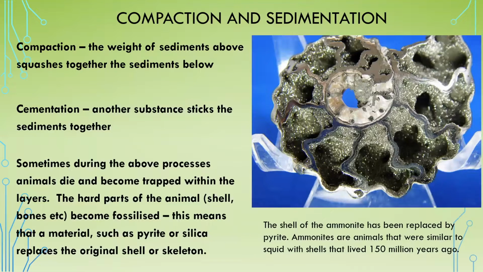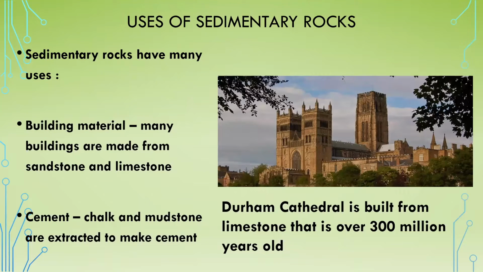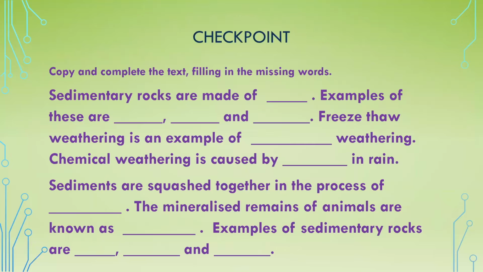You probably know the north of England. There used to be lots of coal mining that used to occur because of the Carboniferous. So they're about 300 million years old, Carboniferous rocks. Okay, so you can see Durham Cathedral. I've actually never seen this in real life. It looks very impressive. It's built from limestone that is over 300 million years old. Okay, so very, very old material.